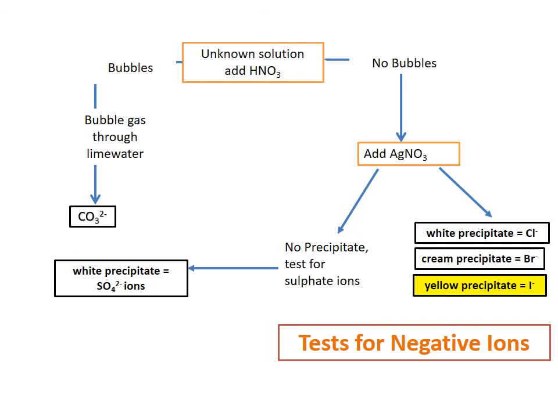If no bubbles are produced, because we've used nitric acid, we can go straight to adding silver nitrate and testing for halide ions. If we get the different coloured precipitates, then we know that halide ions are formed. If we do not get a precipitate with silver nitrate, then we need to get a fresh sample and do the test for sulfate ions. So in this case we can add barium chloride and hydrochloric acid and look for a white precipitate.